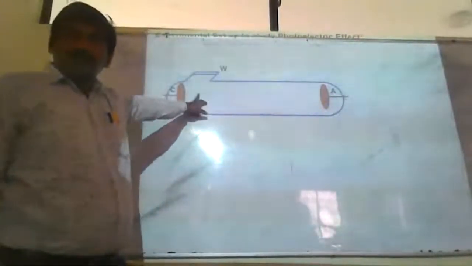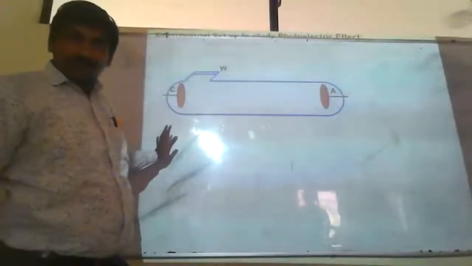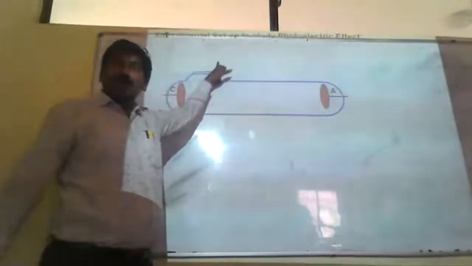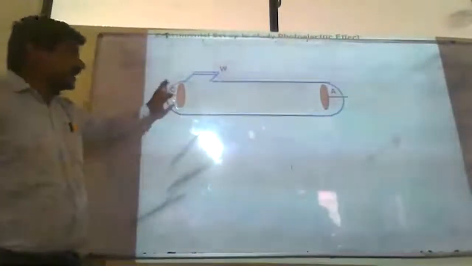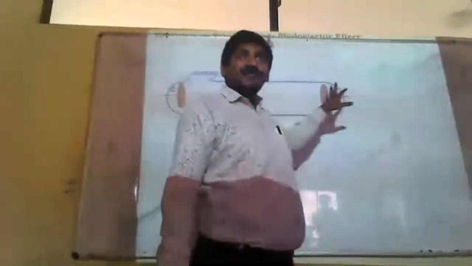Remember, everyone, this is the most important. Be active and listen. Okay? So through this quartz window, I am allowing the light to fall on a metal plate. Here two metal plates I am using. One I am taking as a cathode, the other one is the anode.